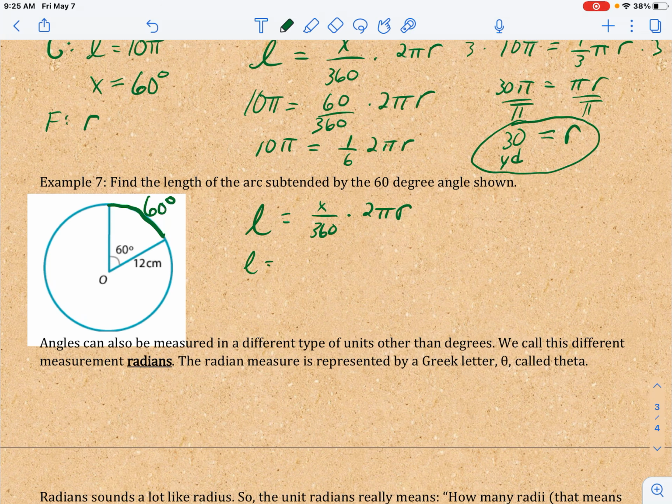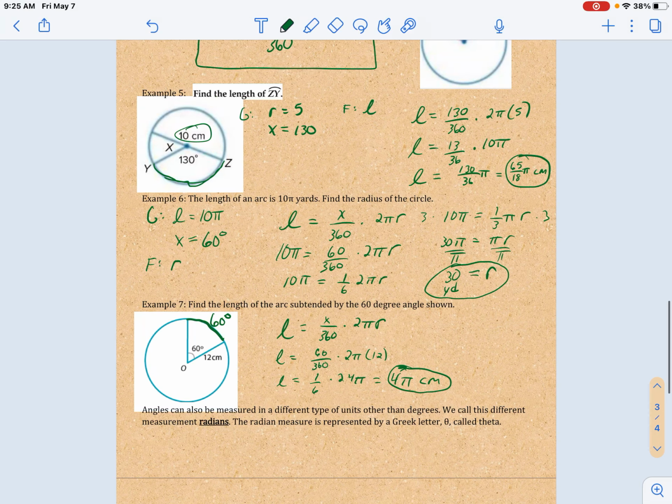So we're going to plug in L, 60 is our central angle, over 360 times 2 pi times 12. And again, this will give us 1/6 times 24 pi. That gives us 4 pi centimeters. So again, notice I'm not using a calculator. There's no need to use a calculator for some of these. You can just leave your answers as pi.